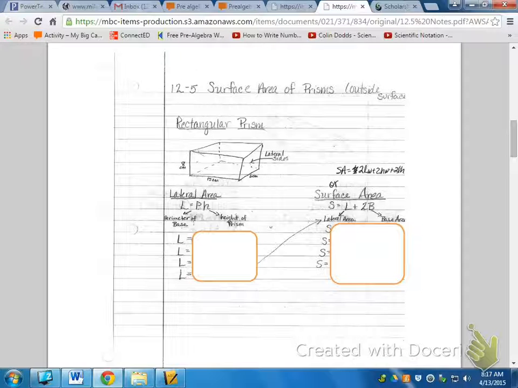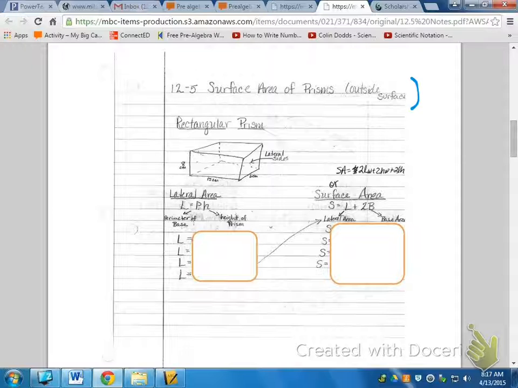So lesson 12.5, surface area of prisms. It is really the surface area of the outside surface. And to kind of make you think about this, a rectangular prism, well, think of a Kleenex box. A Kleenex box is a rectangular prism.